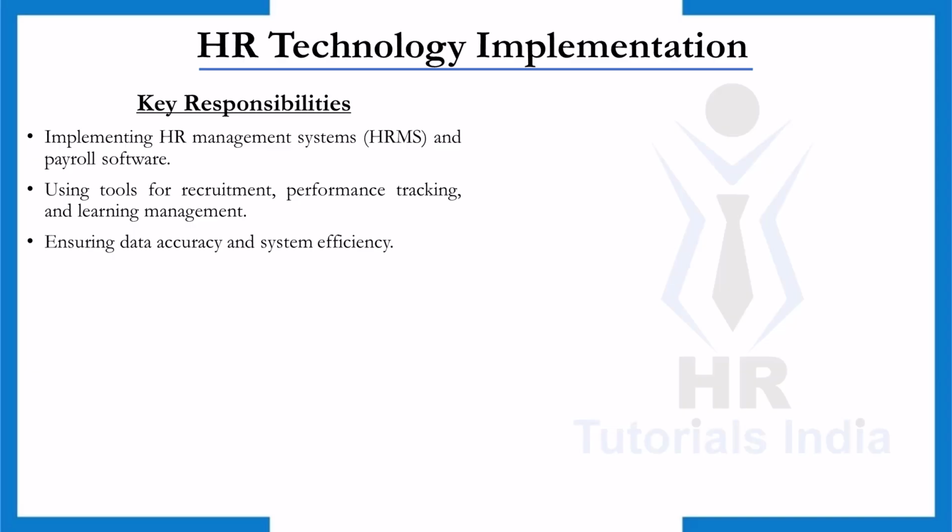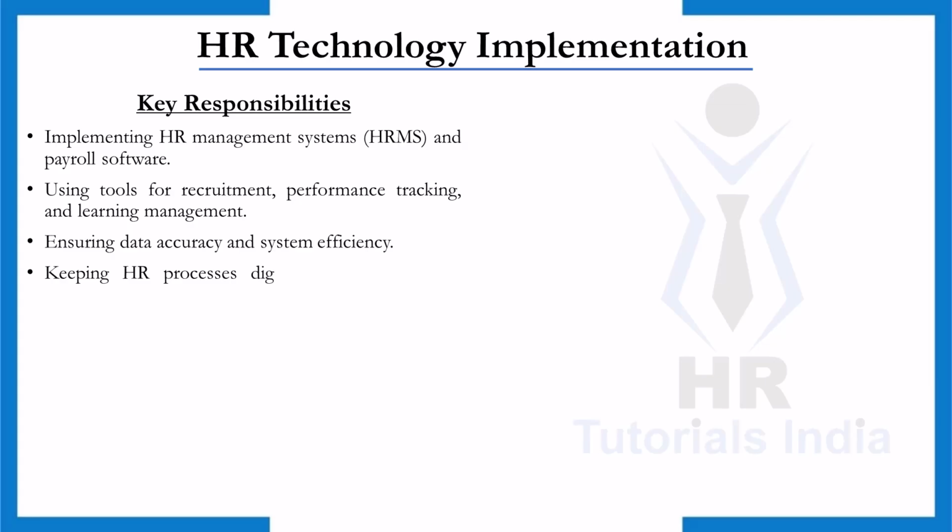Ensuring data accuracy and system efficiency. For HR technology to be effective, data accuracy and system efficiency are paramount. Organizations need to implement robust data governance practices to maintain the integrity and security of employee information. Regular system audits, updates, and troubleshooting are necessary to ensure that technology solutions continue to run smoothly and meet the evolving needs of the business. Accurate data helps HR departments make better decisions, optimize processes, and create more effective strategies.